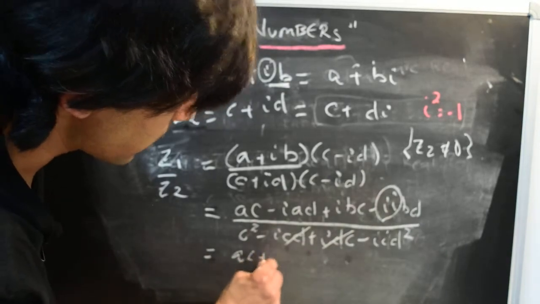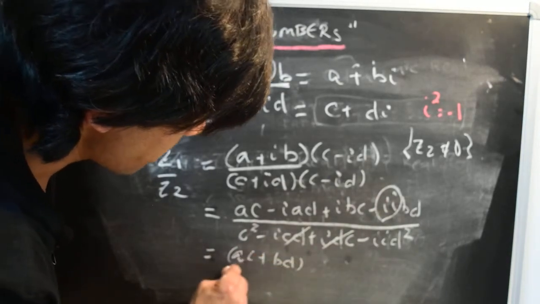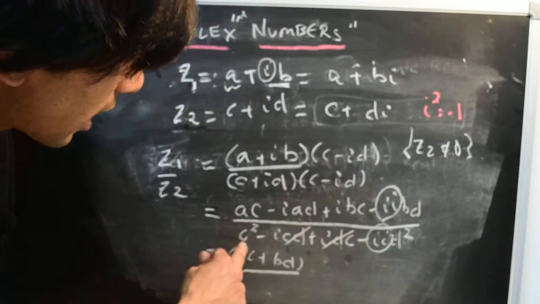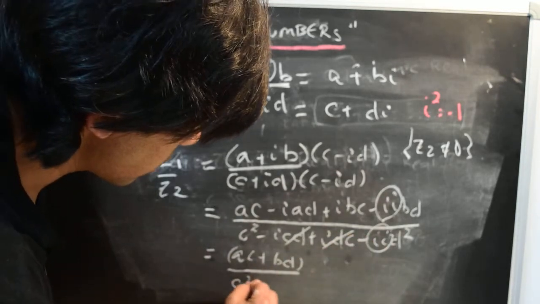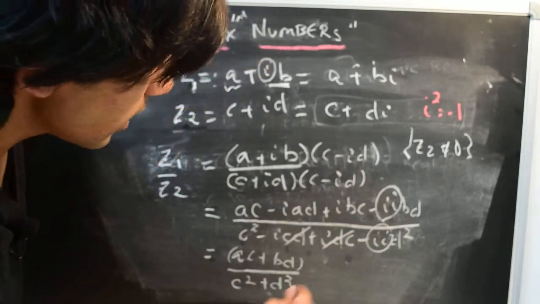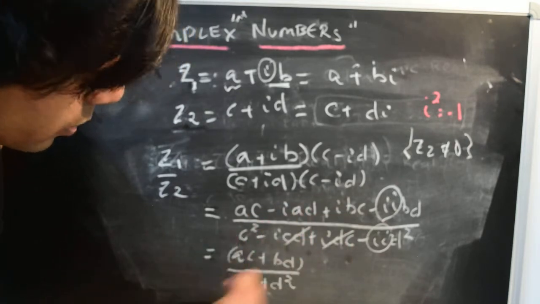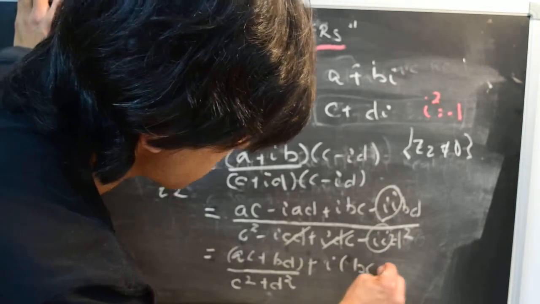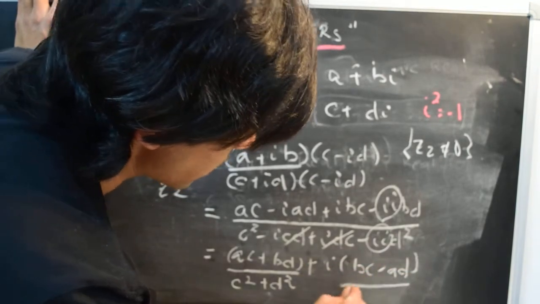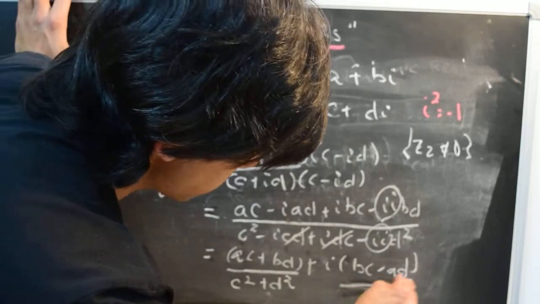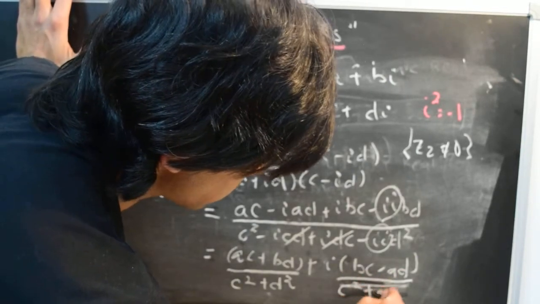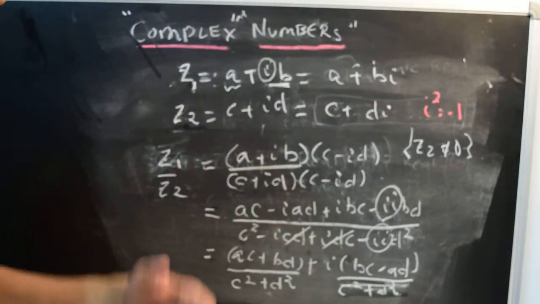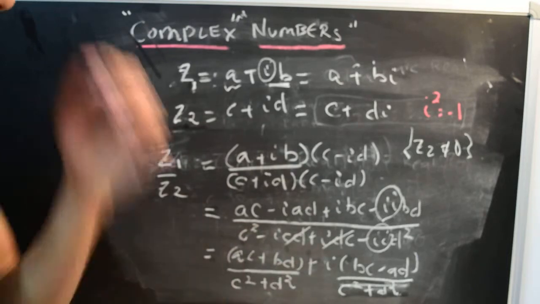So we have ac plus bd. In the denominator, we also have an i squared, which will give us a minus 1, and then we have c squared plus d squared. Okay, so that's one of the parts, which is the real part, and then we have an imaginary part, which is i times (bc minus ad) divided by c squared plus d squared. Okay, so this is how we define division for complex numbers.